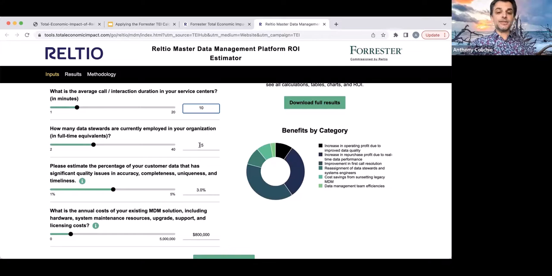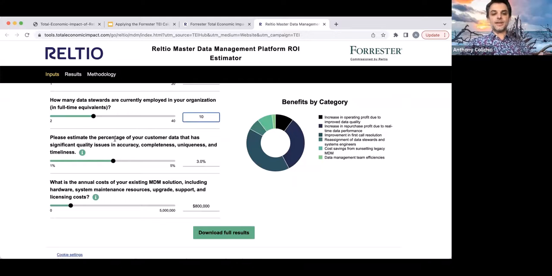How many data stewards do you have? This one is maybe not so pertinent for this audience because you're already probably using Reltio. But for new prospects considering Reltio, this is probably more for them, because you can drive lots of efficiency with people processes.